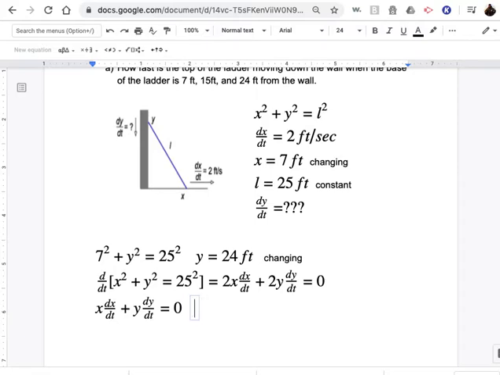We're going to plug in all of those values, and we're going to solve for dy dt. So x is 7 feet times our dx dt, which was 2 feet per second, plus our y value is 24 feet times our unknown dy over dt, equal to 0. We're going to simplify that now. That's going to give us 14 feet squared per second plus 24 feet dy dt.